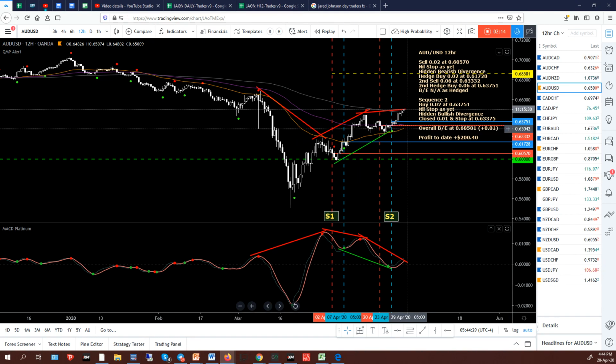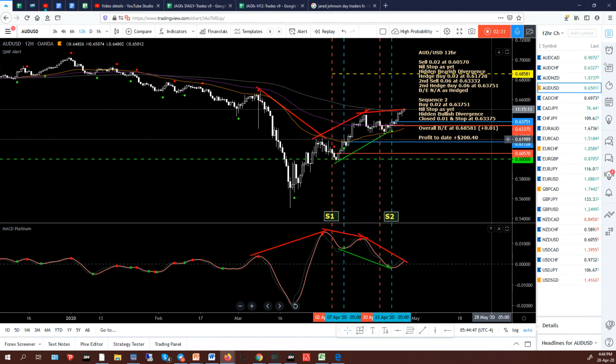The stop, you can't really see it on here. It's a red dotted line. It's just near this other red line. You can read my notes. Stop is at 63375. I've closed half on that buy. That gave me a profit of $16.96, and that's been added to the profit to date total here.